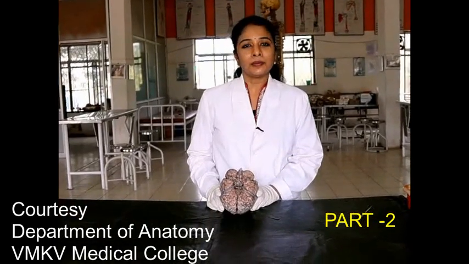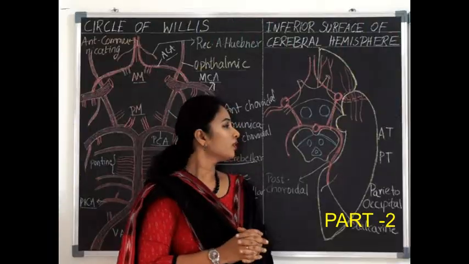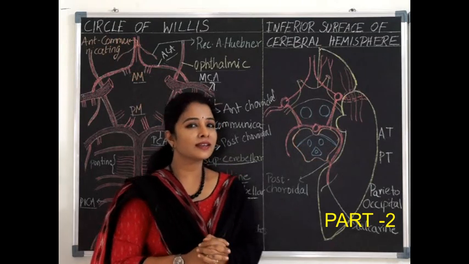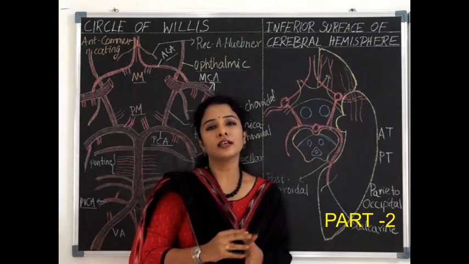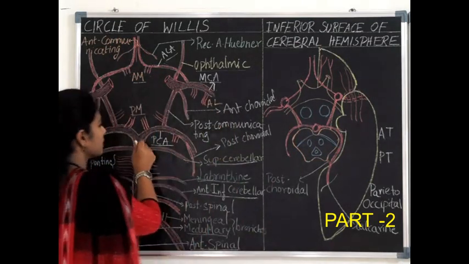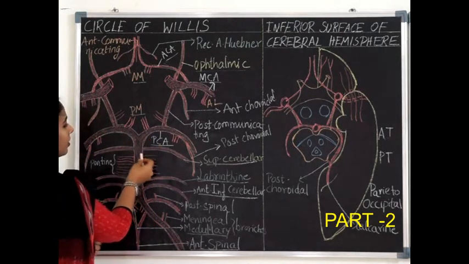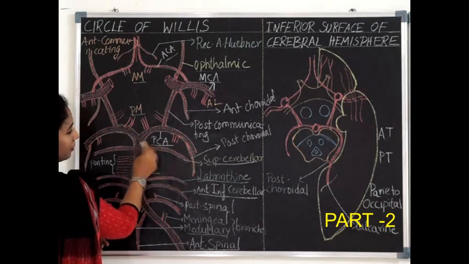So without much delay, we shall begin with the blood supply of brain. First we shall begin with the posterior cerebral arteries. Posterior cerebral arteries are the terminal branches of basilar artery which arise along with the superior cerebellar artery.